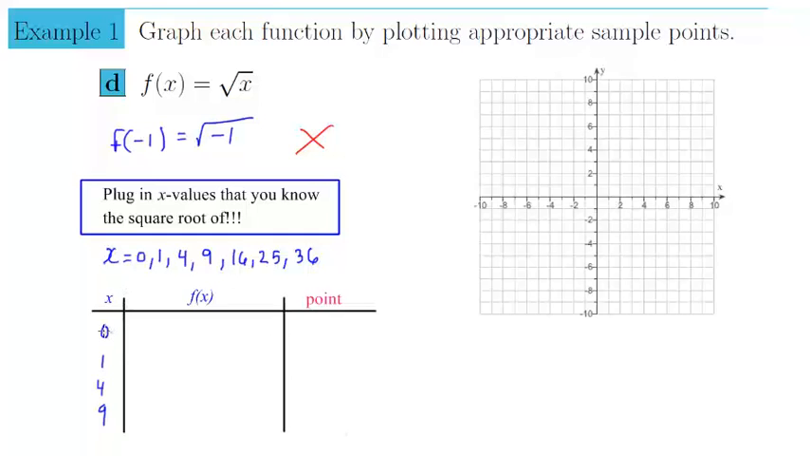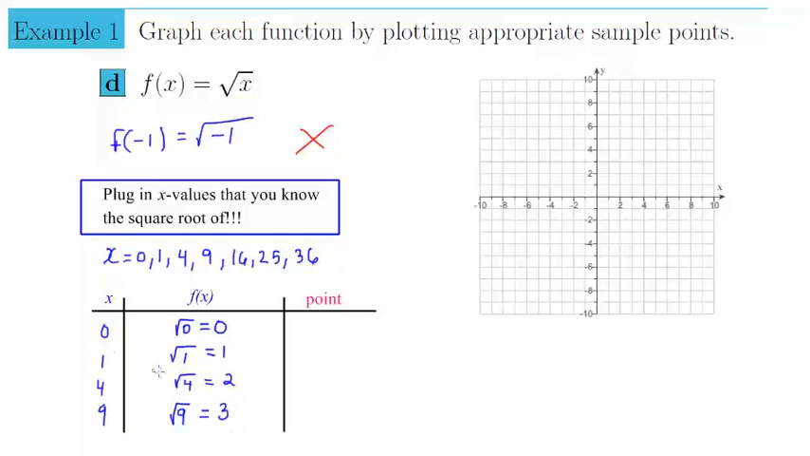So I'm going to go ahead and plug 0 into our original function, which was √x, and that gives me √0, which I know the square root of 0 is 0. I'm going to go ahead and plug 1 into our original function, which gives me √1. I know the square root of 1 is 1. I'm going to plug 4 into our original function. I know the square root of 4 is 2. Okay, and I'm going to plug 9 into our original function. I know the square root of 9 is 3.